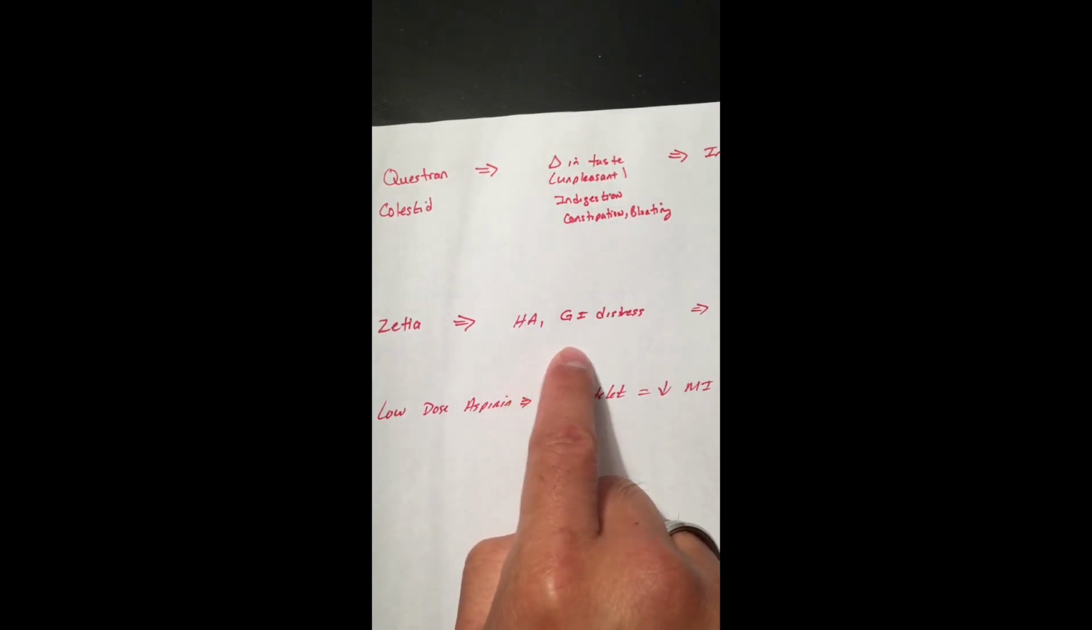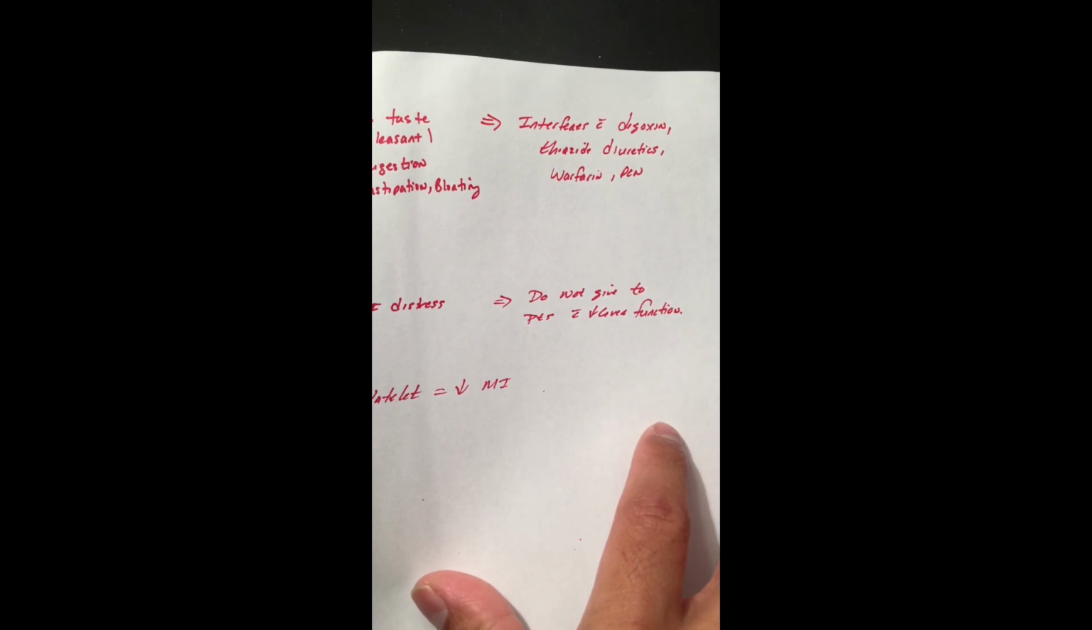Zetia. If your patient is on Zetia, you must tell your patient that they have a high likelihood of suffering from headaches and GI distress. Now, you will not give Zetia to patients that have decreased liver function.